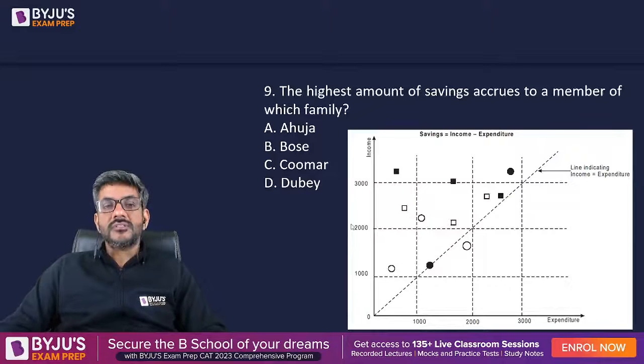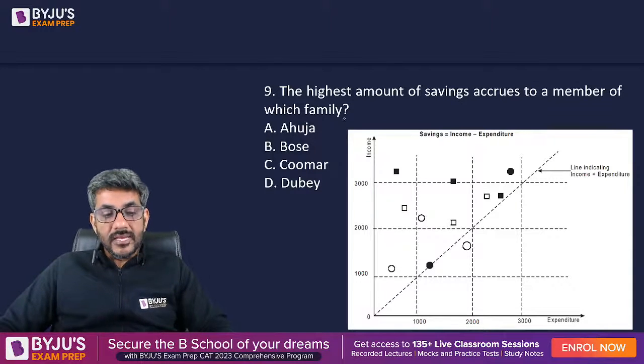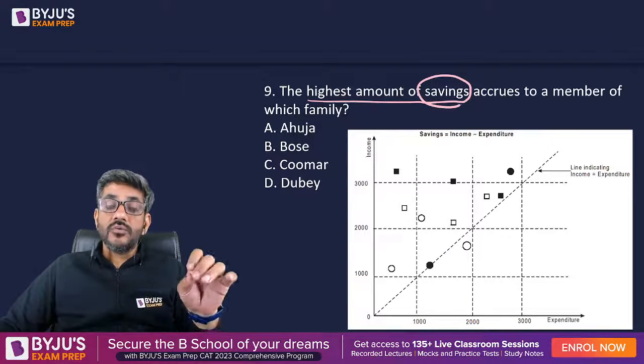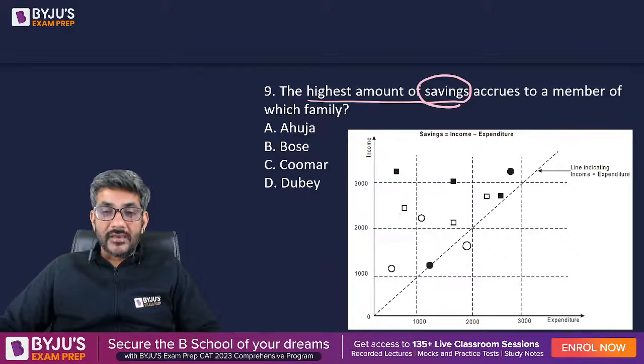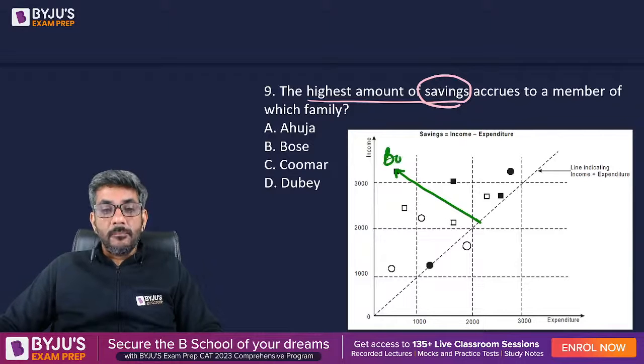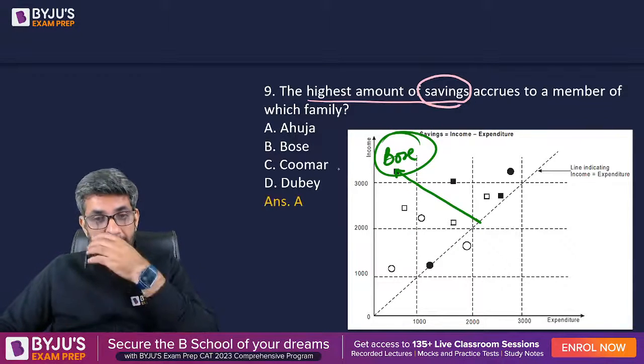And this brings us to the last question of this data set, that the highest amount of saving accrues to a member of which family. Highest saving is for the person who is farthest from the line. Who is farthest from the line? This is the guy who is farthest from the line, and this guy belongs to the Bose family. So my answer is option A.